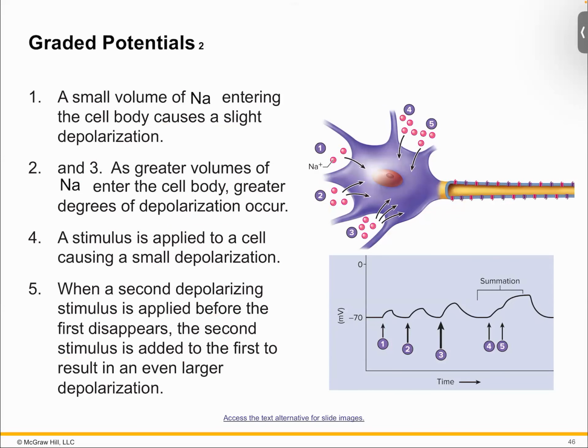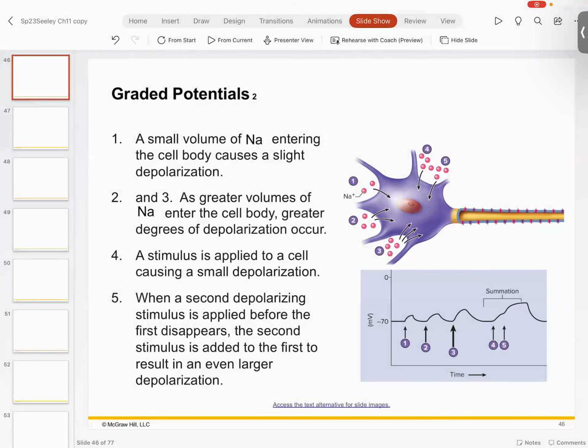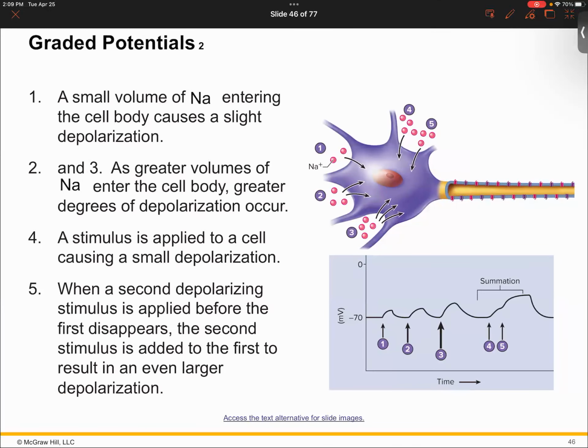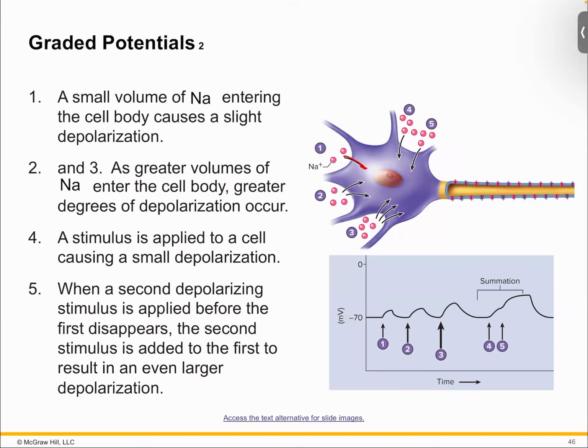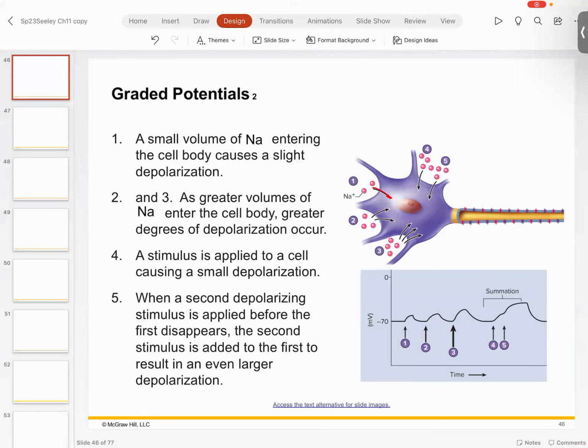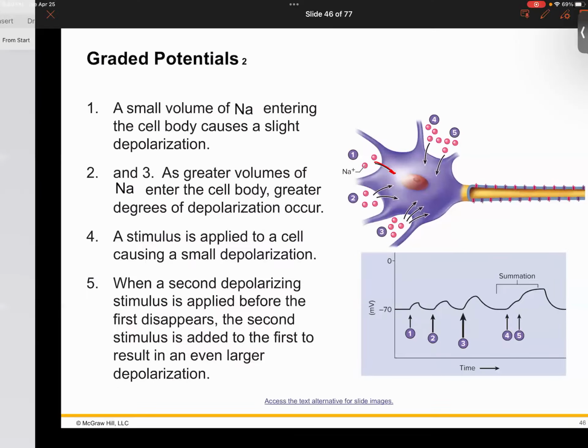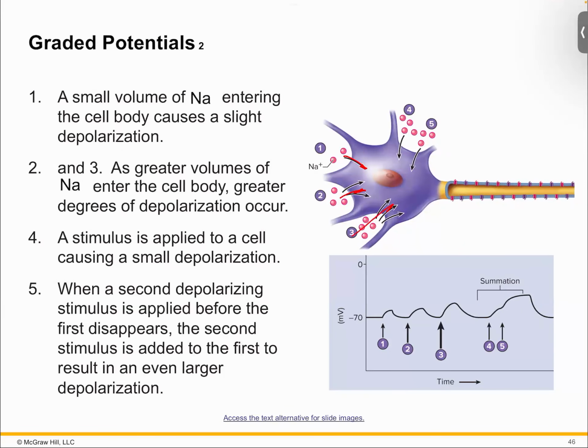So this is kind of what it looks like. Here you can see you have a small volume of sodium coming in at number 1, right? So you have a slight depolarization. And at 2 or 3, basically you have greater numbers coming in, so it's coming in a little bit stronger. Because of the positive charge coming in, you get a little uptick in the membrane potential. The second one, because it's a greater volume, gives you a bigger uptick, and a bigger uptick in 3. So this is like your summation.